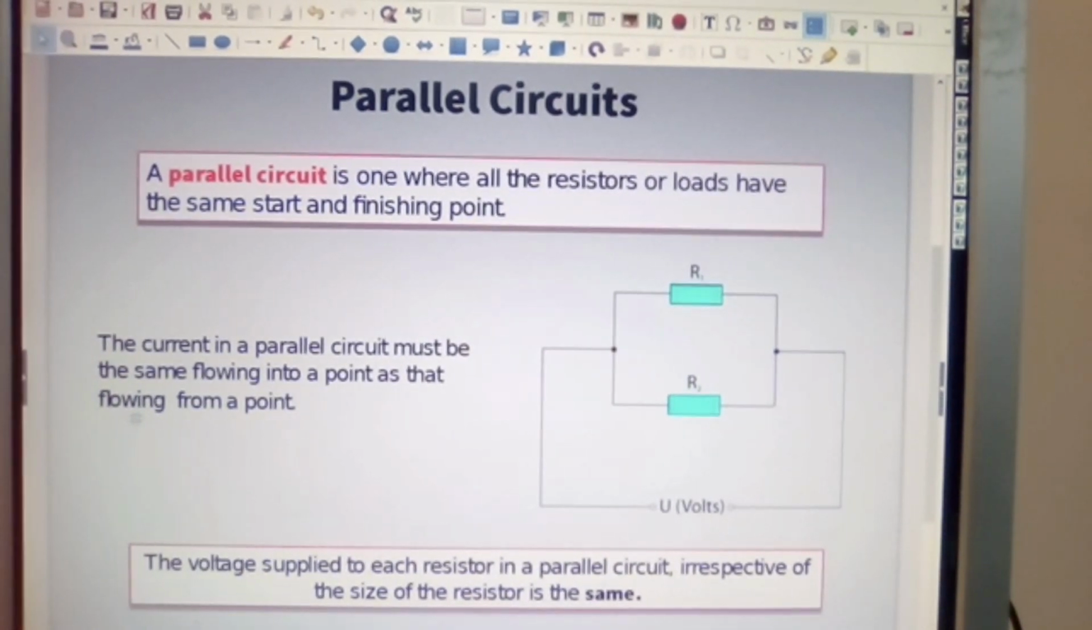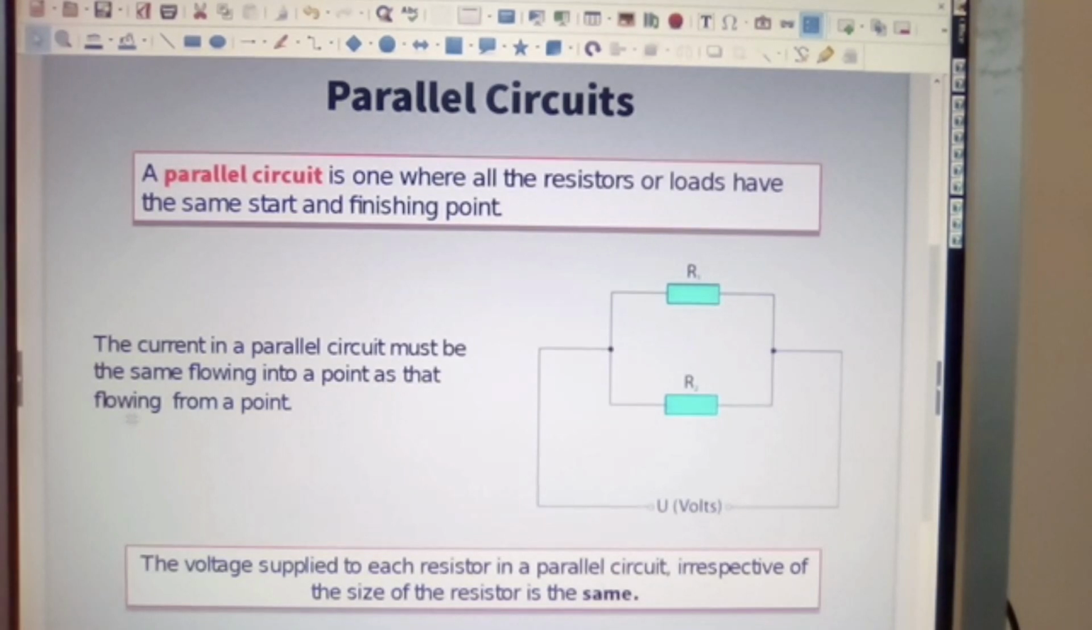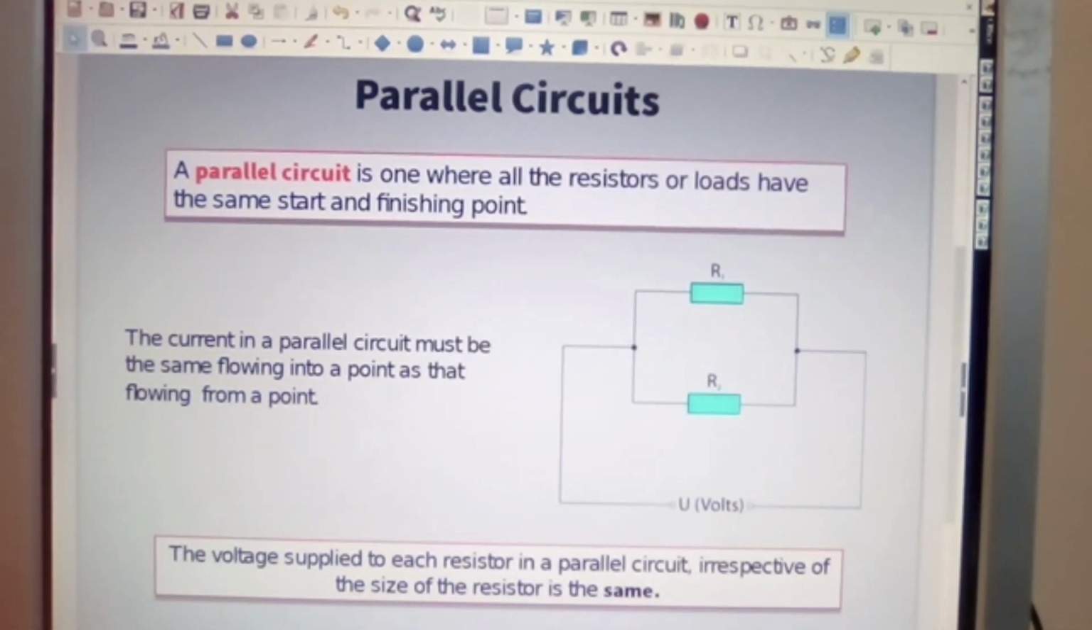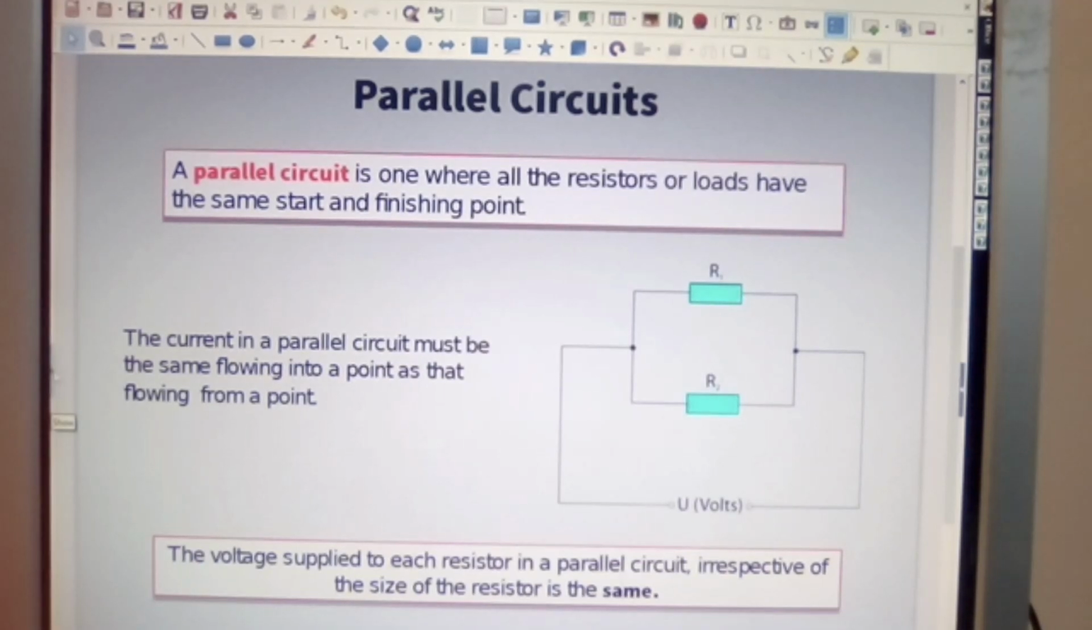Parallel circuits. No need to read this out because I'm sure that you can read this now for yourselves.